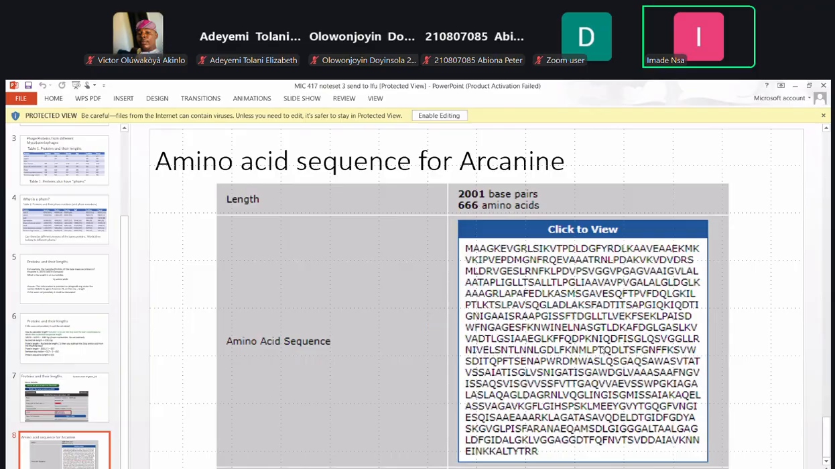And now these are sequences you are very, very used to. So if I ask you, what do the first 3 amino acid sequences represent? What will your answer be? MAA, what does it represent?